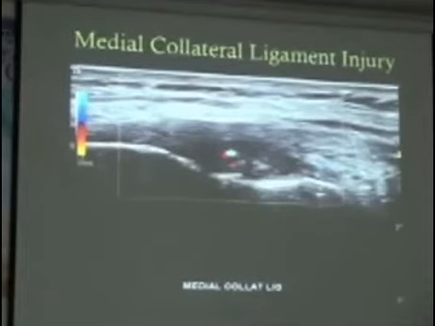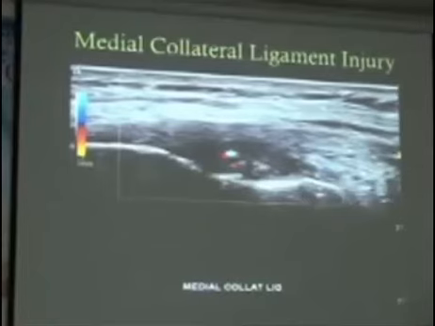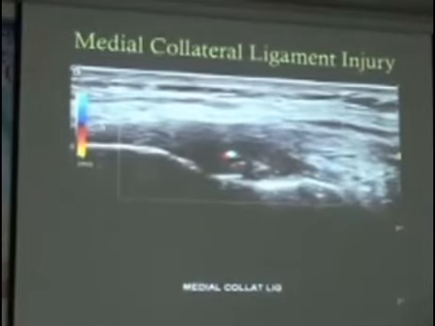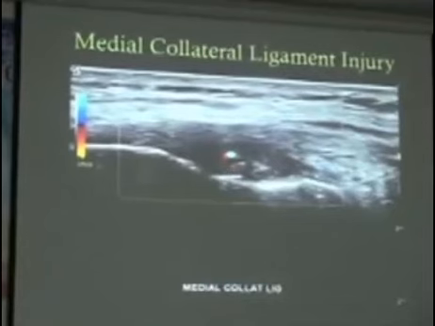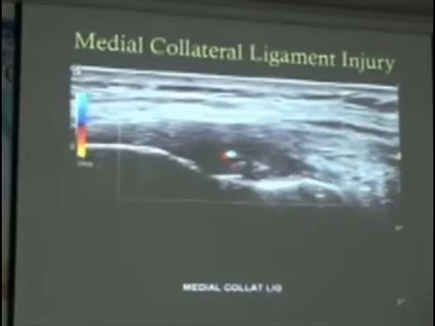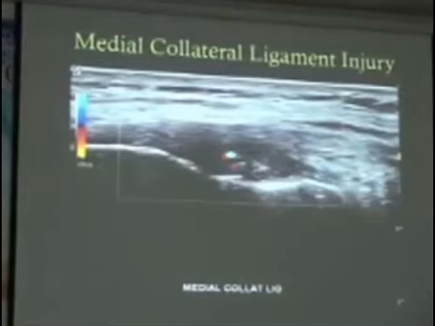So you can see here, this is just a very short segment of the normal appearing medial collateral ligament, but all of that area there has been strained. So that's a very high grade medial collateral ligament injury. So the medial collateral ligament is most commonly injured when playing sport. And most of the tears occur in this more proximal location.